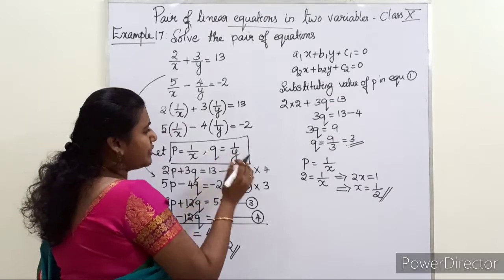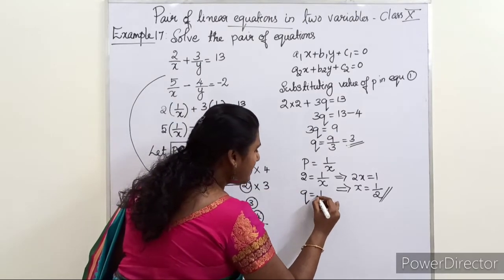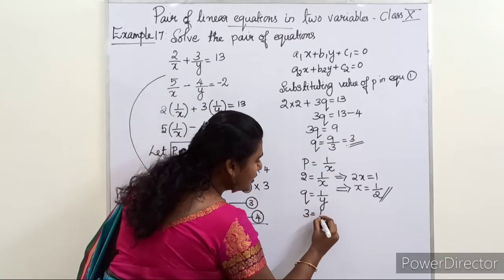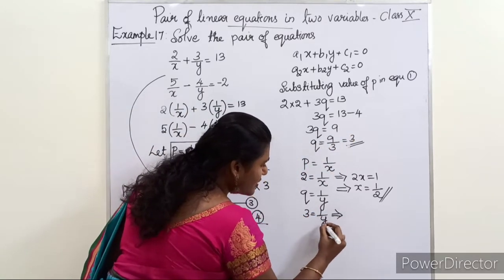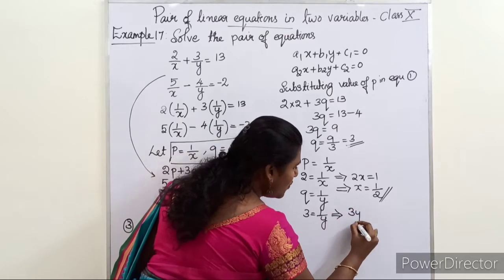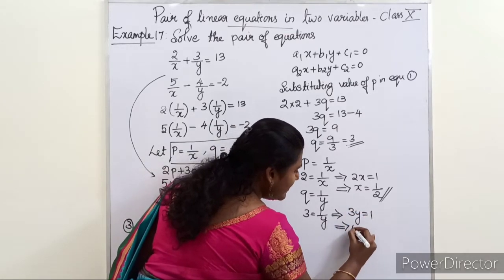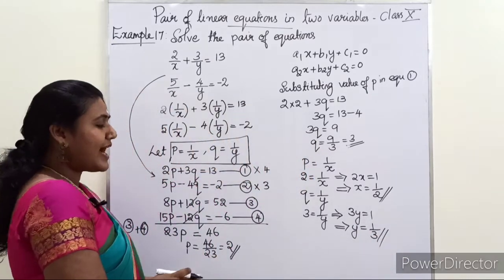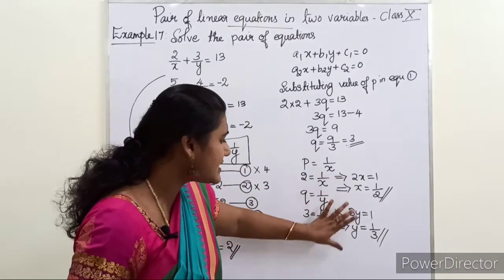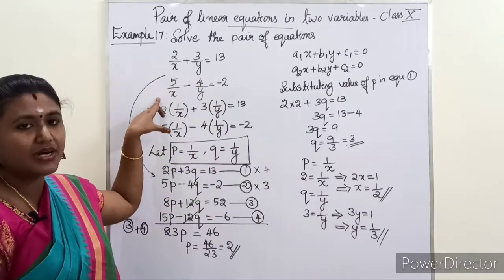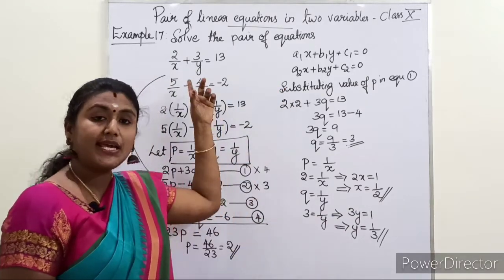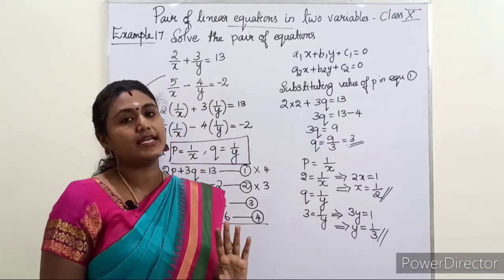Similarly, in the second equation, q is equal to 1 by y and we got q value as 3. So 3 is equal to 1 by y. When you do cross multiplication you will get 3y is equal to 1. That is, the value of y is equal to 1 by 3. So we got the value of x and y. So this is the solution of the given equations. This is how you have to solve if the equations are not in linear form.